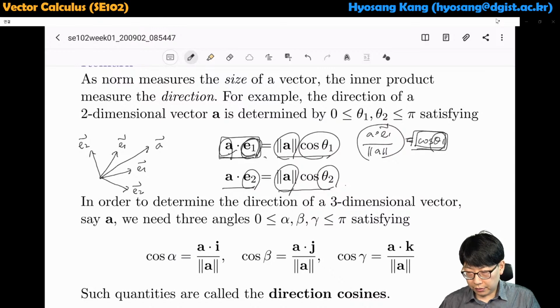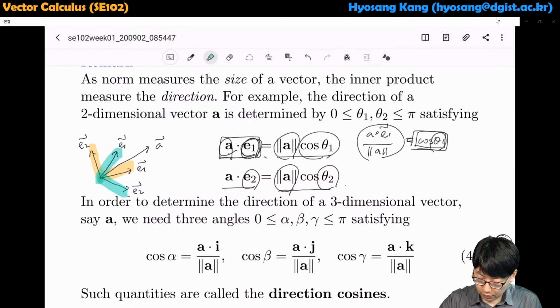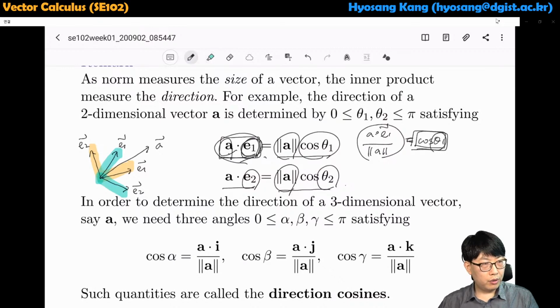So depending on the sine of theta 1 and theta 2 values, I get whether my angle lies in this coordinate system or this coordinate system. Okay. Just one inner product is not enough to find the actual direction of the vector. I need two inner products between two vectors, basis vectors.